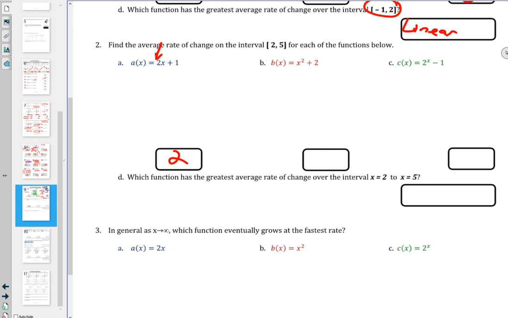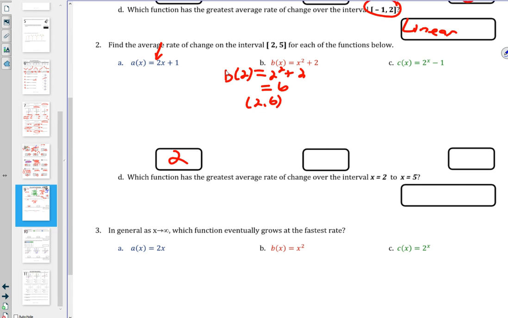Nakai, you finish? Two. For these two, you have to plug in. First, I'm going to plug in a 2 and then a 5. So let's plug into b of x. If I plug in 2, what's 2 squared plus 2? It's going to be 6. So 2 comma 6 is a point.